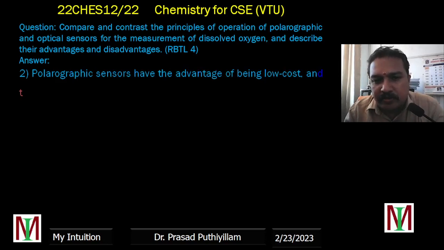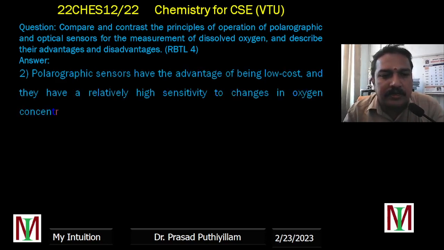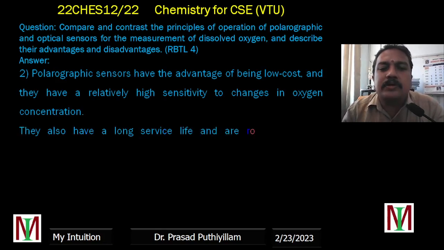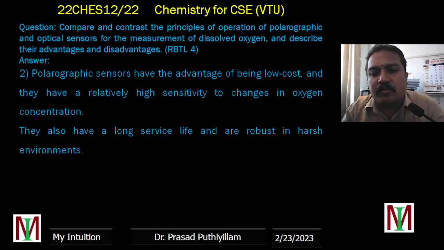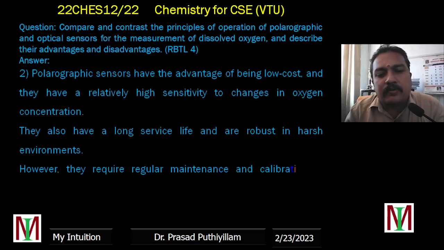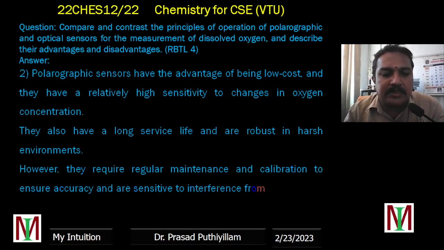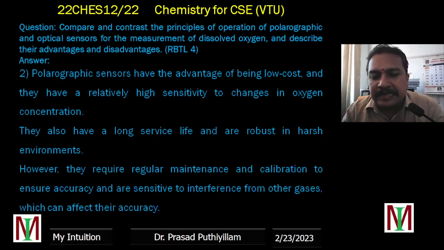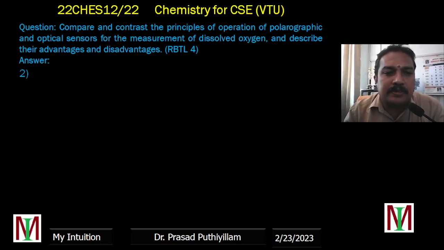Polarographic sensors have the advantages of being low cost, and they have a relatively high sensitivity to changes in oxygen concentration. They also have a long service life and are robust in harsh environments. However, they require regular maintenance and calibration to ensure accuracy, and are sensitive to interference from other gases, which can affect their accuracy. That is about the polarographic sensors.